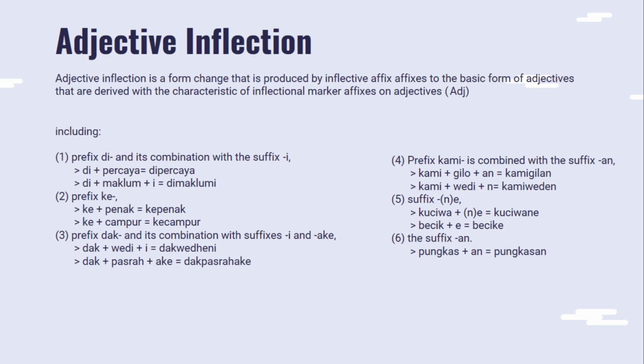For the example of prefix here is prefix d and its combination with suffix e. The basic maklum combined with prefix d and suffix e, so it becomes dimaklumi. For suffix example, there is ne. The basic beci combined with suffix e, so it becomes beci e. And you can find more examples of prefix and suffix adjective inflection here.